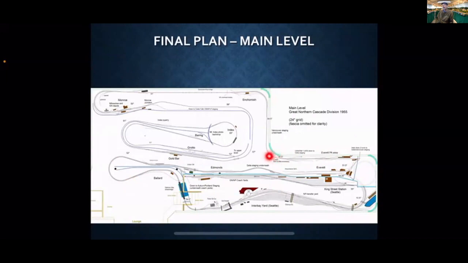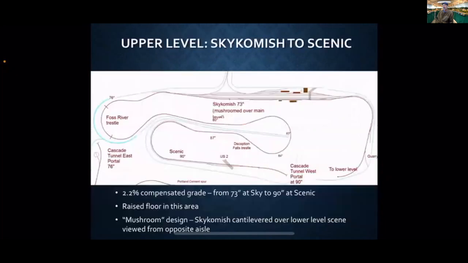Then we continued the benchwork tour. I went through here and all the way down to Monroe, curled around here. The part you didn't see is how the track curls around into that other room, makes a huge horseshoe curve at Index, and then goes to the upper level. And here's how that plays out.